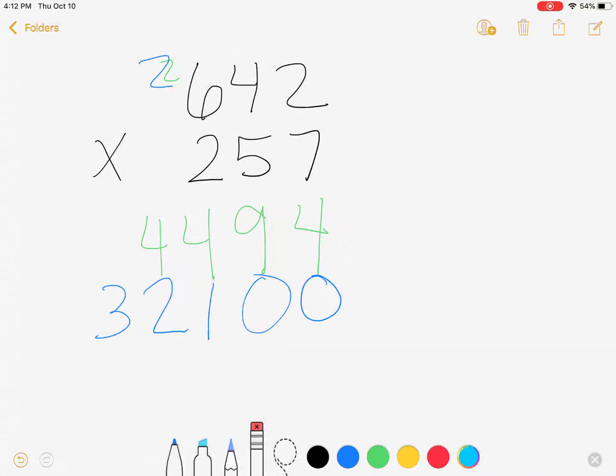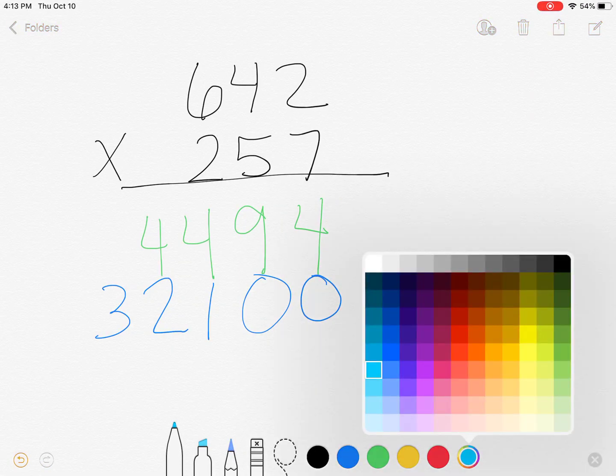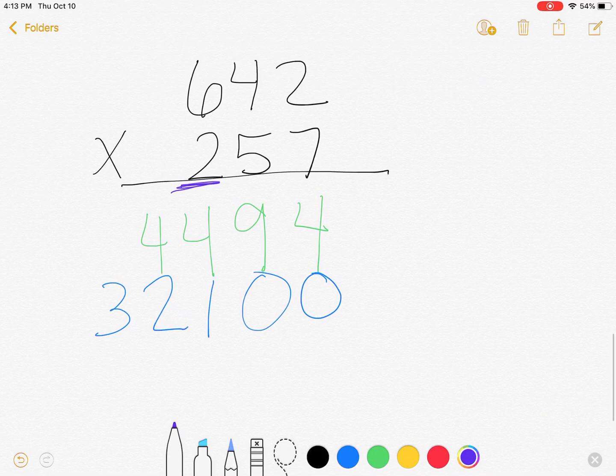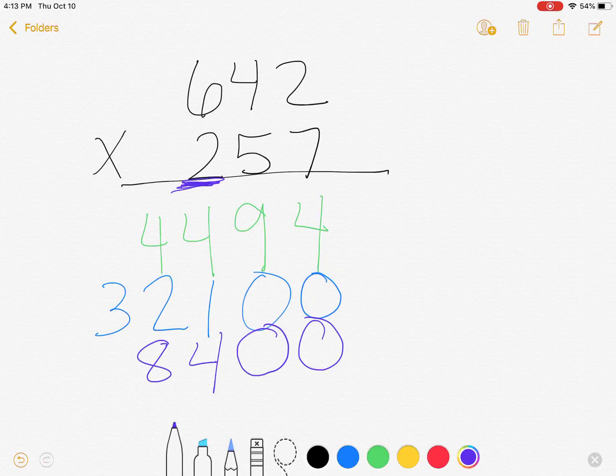I know it got rid of my line. We'll put that back. Okay, what place value now? Hundreds. And you'll have to drop 2 zeros. That's super important because we're multiplying by hundreds. So 2 times 2, 4. 2 times 4, 8. 2 times 6, 12.